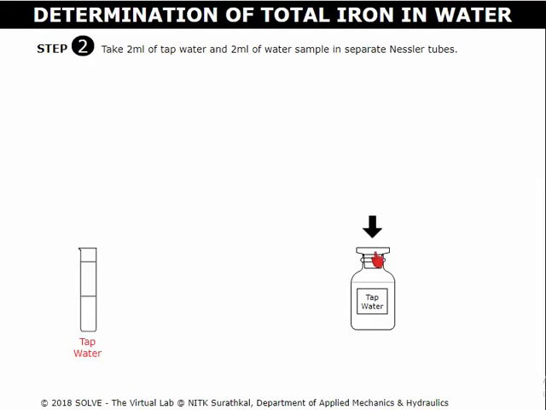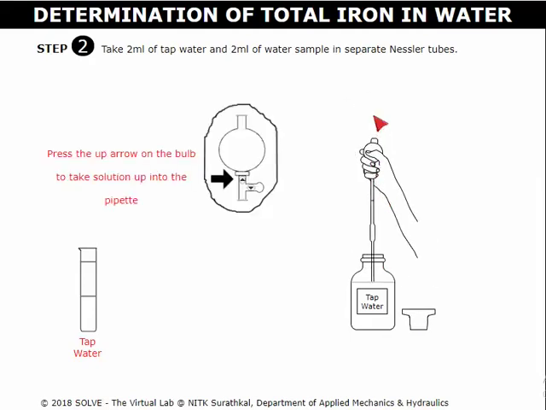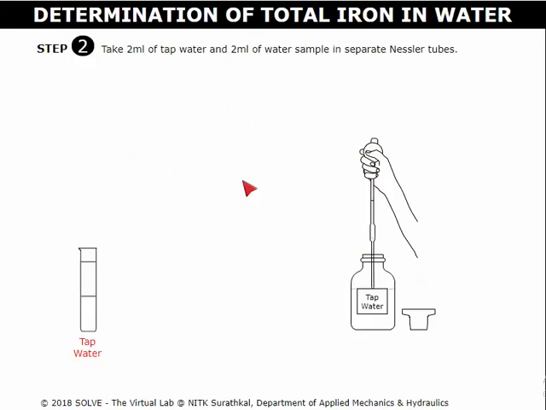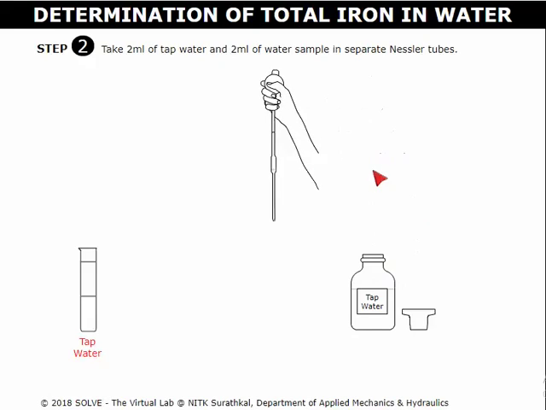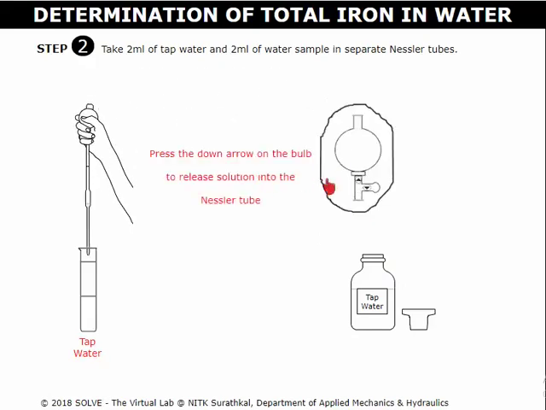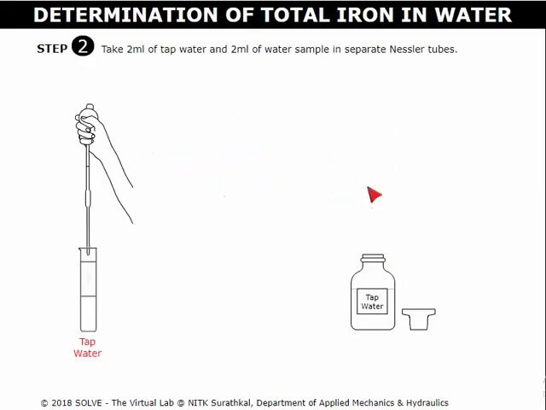Click here to open the bottle. Click on the pipette to insert it into the tap water. Click on the upward pointing arrow to pipette 2 ml of tap water. Click here to release the tap water into the Nessler tube. Close the lid.